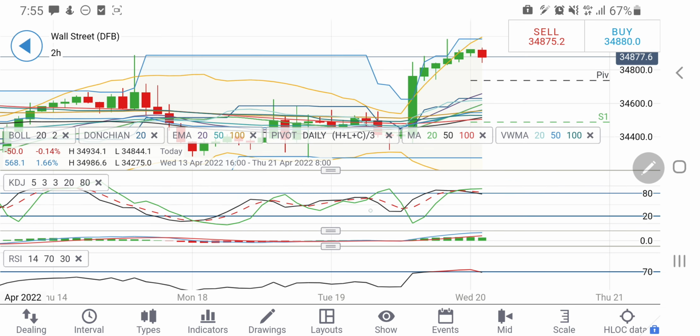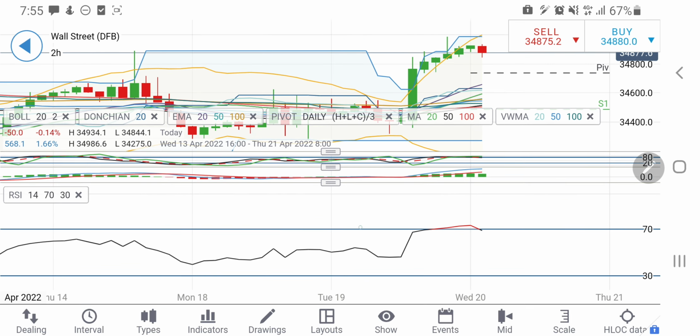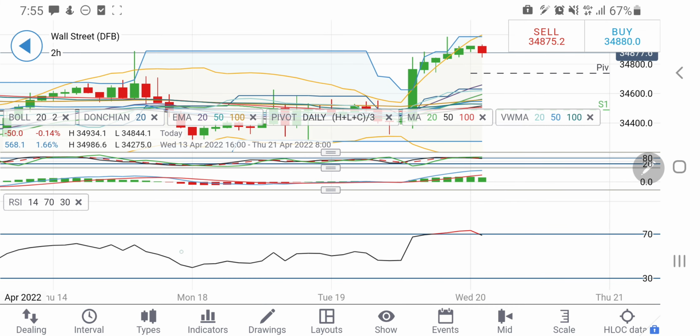I'll be watchful and cautious here. 2-hour stochastic is also overbought, and MACD is now trying to widen, it is a divergence, trying to converge. RSI was overbought on the 2-hour charts.